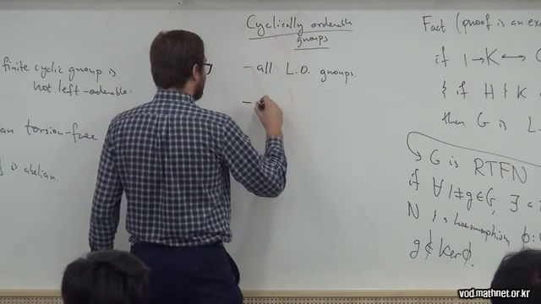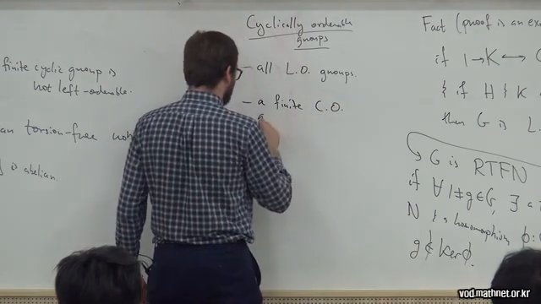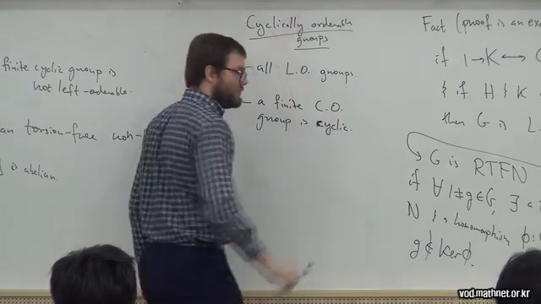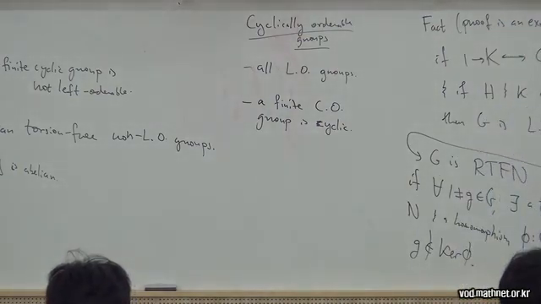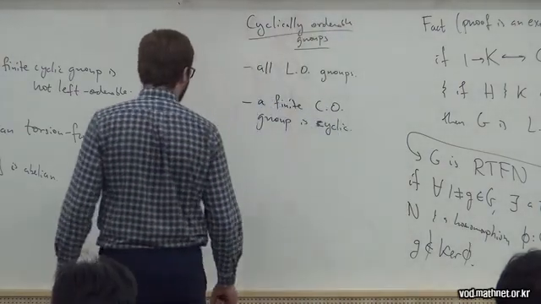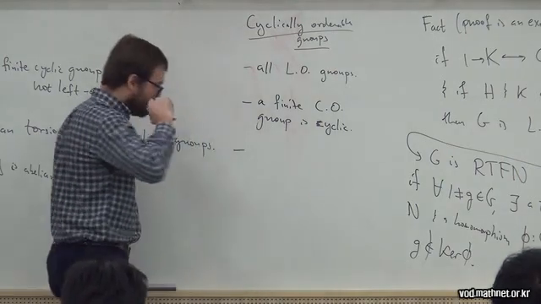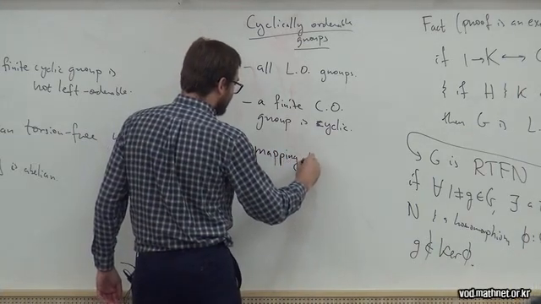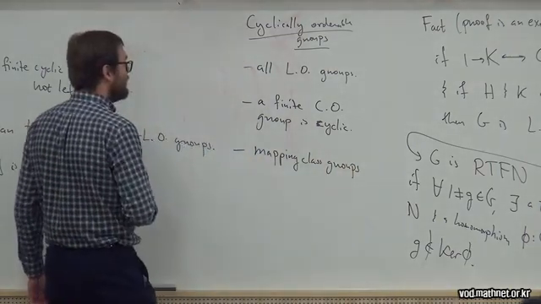So, a finite cyclically orderable group is cyclic. So in particular, you can't have non-abelian finite groups acting by orientation preserving homeomorphisms of the circle. And I think in the beginning of the next hour I'll have some discussion of mapping class groups, but I won't say very much about that right now.